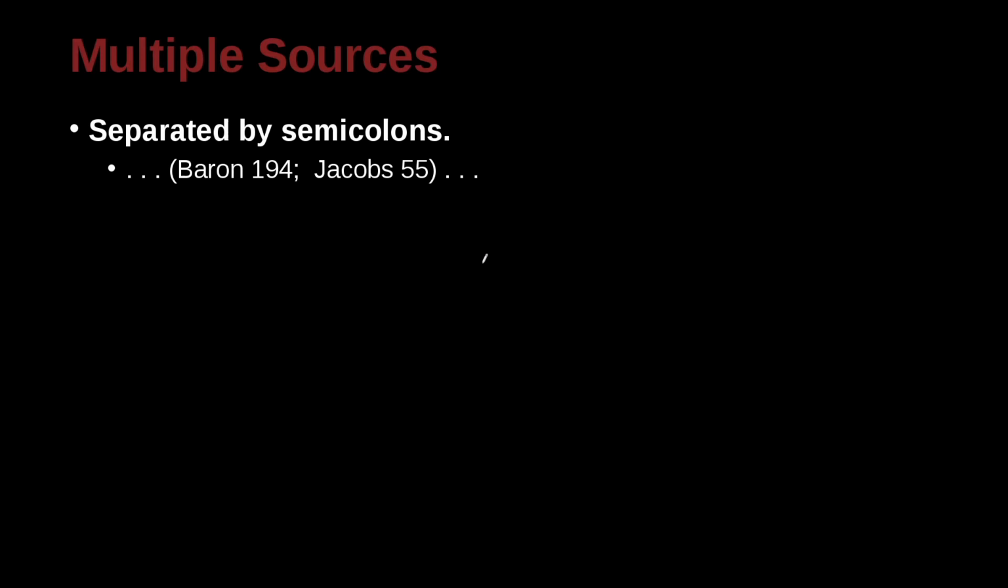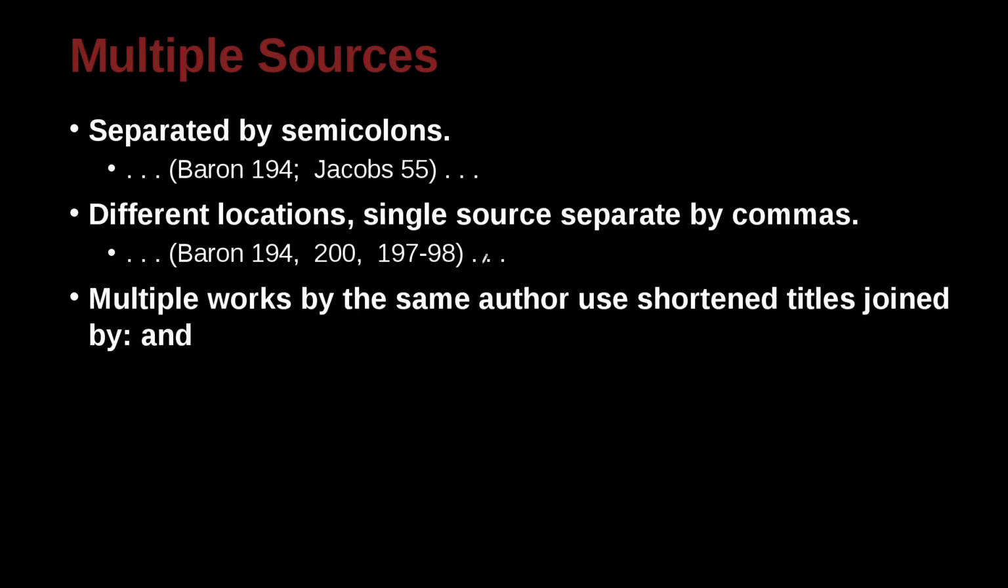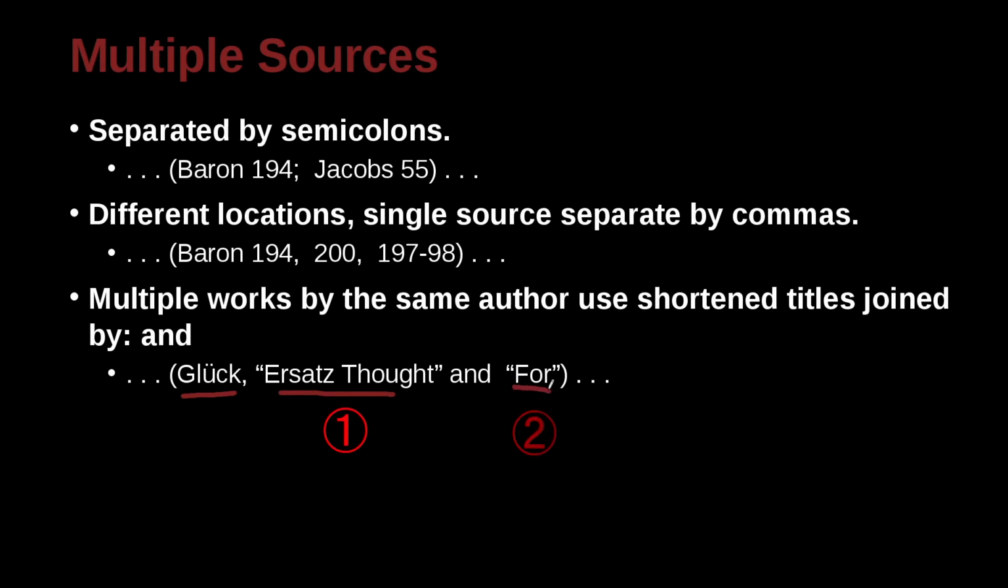What if it's not the same source? What if there are different sources? Multiple works by the same author. Author used shortened titles joined by the word and. So for example, this is the author, this is one paper, this is another paper. These are 2 different papers.